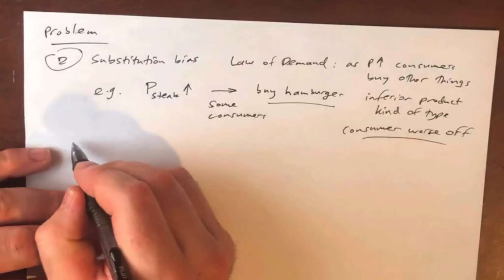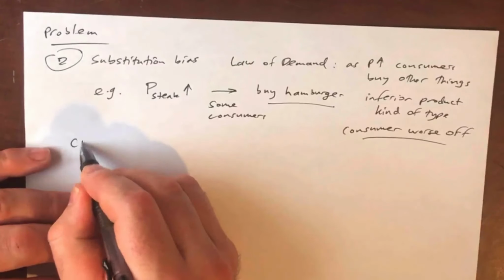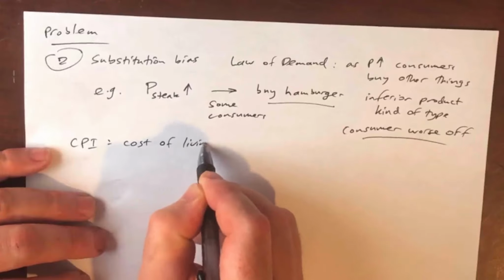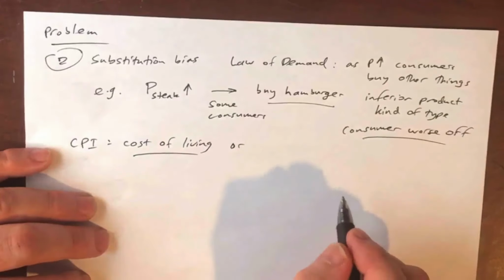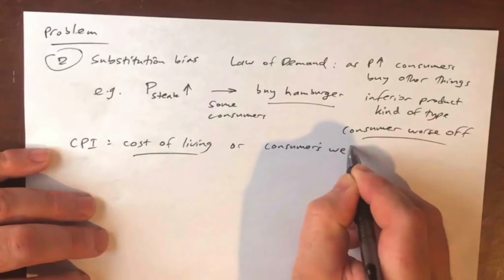Okay? So we started to see a kind of disagreement happening between economists. Like the CPI, is it trying to measure the cost of living, or is it trying to measure the consumer's well-being?